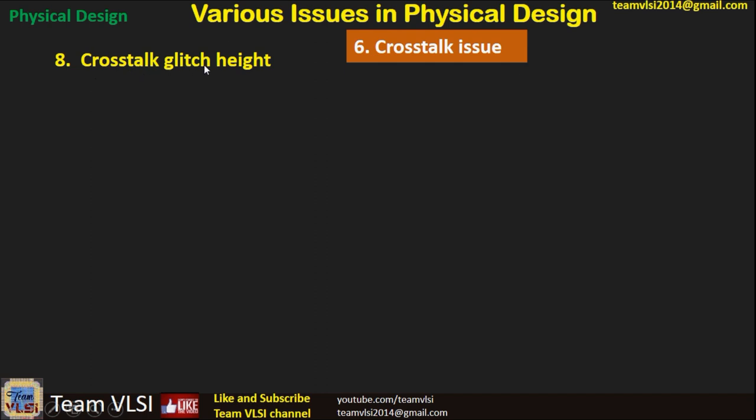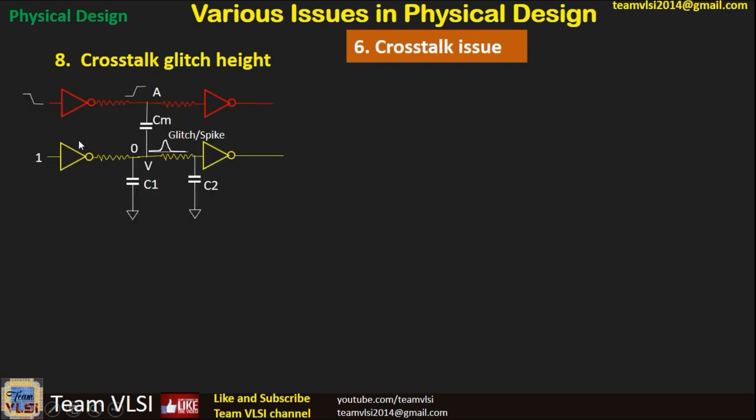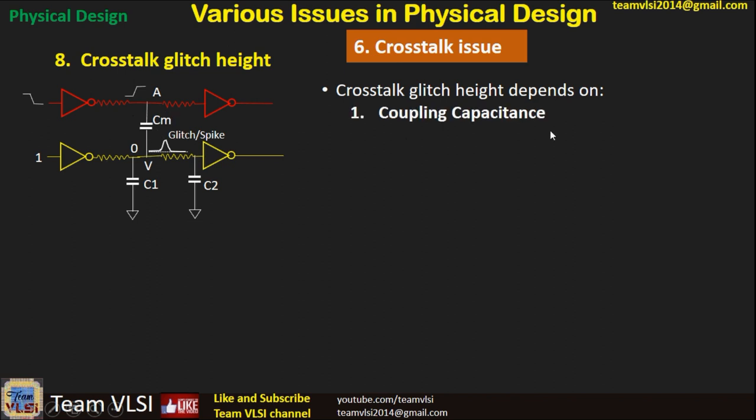So let's discuss the crosstalk glitch height. We have seen this type of setup in which this is the aggressor net and this is the victim net, and the aggressor net is switching from low to high, and the victim net is seeing a glitch here. Crosstalk glitch height depends first on the coupling capacitance between two nets. The height of the glitch is directly proportional to Cm divided by C1 or C2. So if the mutual capacitance is more, your glitch will be more. And mutual capacitance depends on the distance between these two nets. Mutual capacitance is inversely proportional to the distance. So if your distance is low, your mutual capacitance will be high.